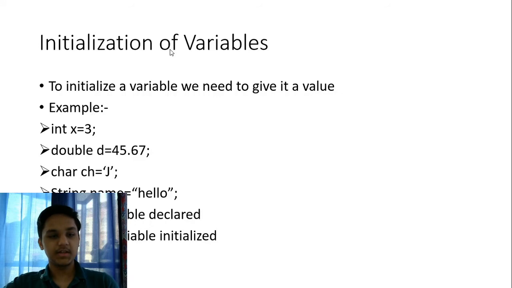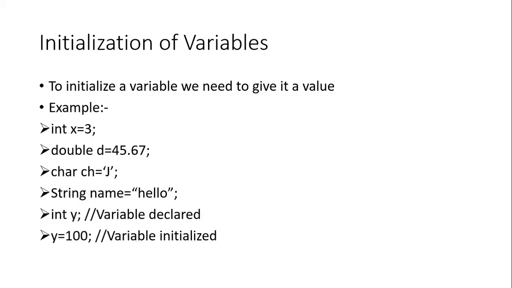Initialization of variables. To initialize a variable, we need to assign it a value. So int x is equal to 3, double d is equal to 45.67. Please note that in int we cannot have decimal values. So int x is equal to 3.4 will be wrong. The compiler will give an error. If you want a decimal, you have to use either float or double.